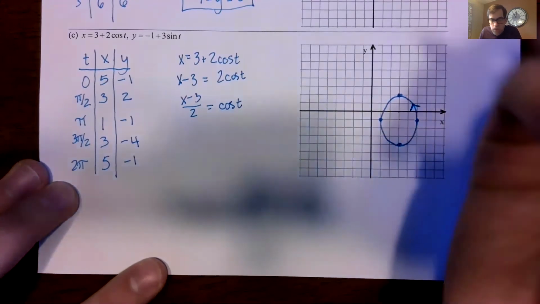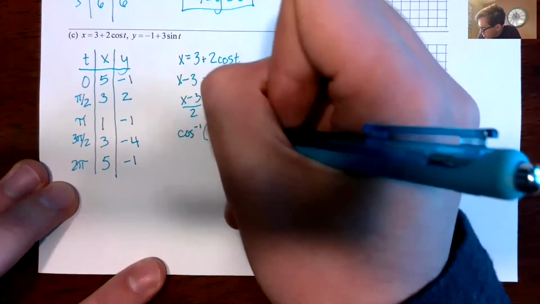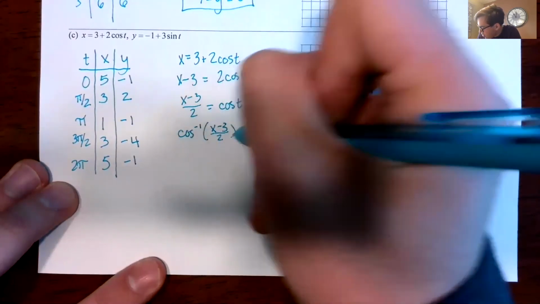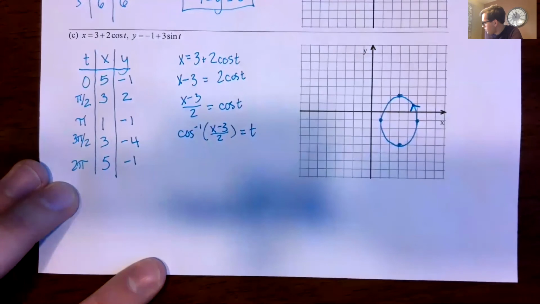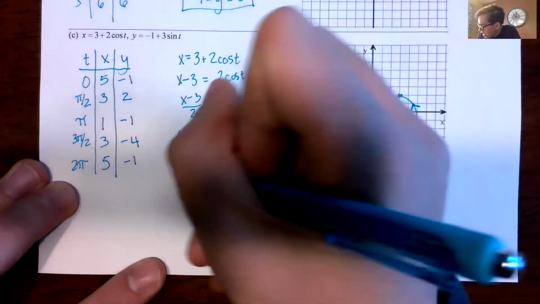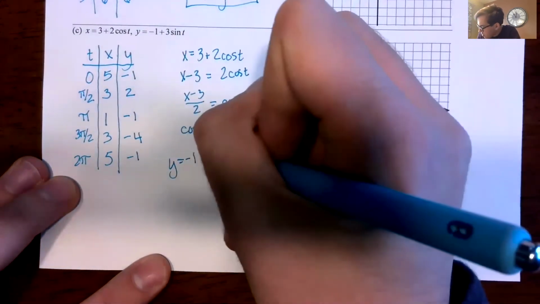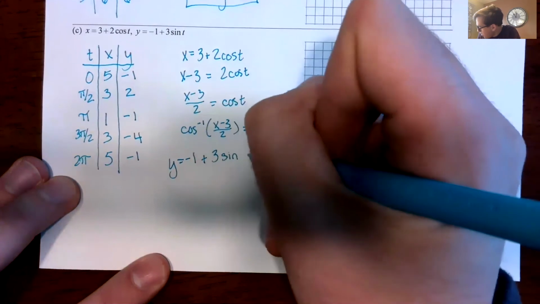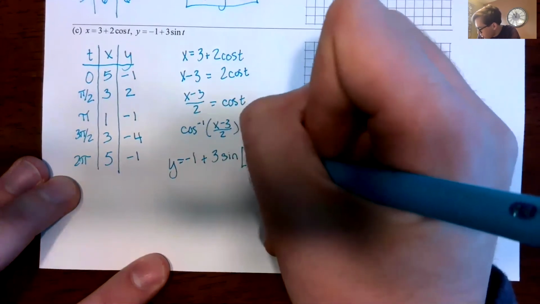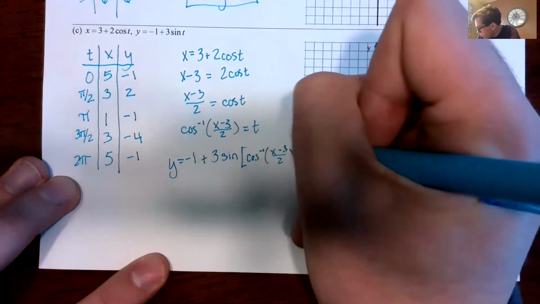The easiest way to write this, since there's an x over here, is to say that the cosine inverse of x minus 3 over 2 equals t. So then if we substitute that into the y, we'll get y equals -1 plus 3 sine of the cosine inverse of x minus 3 over 2.